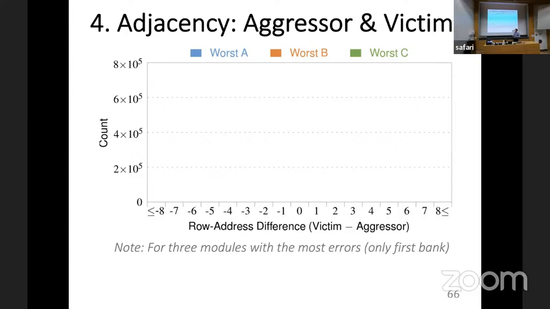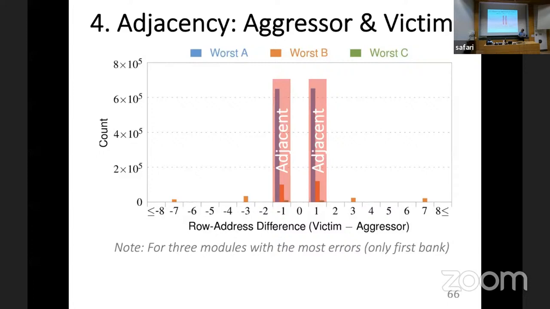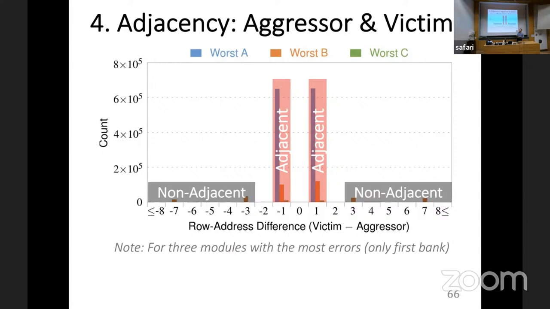So, okay, we studied the difference in terms of the row addresses of victim and aggressor rows. And this is from the perspective of the memory controller. So a memory controller issues an address to row A. Where do you get the bit flips? Is it at row A plus one and minus one or somewhere else? It turns out most of the time, you get the bit flips in adjacent row addresses from the perspective of the memory controller, A plus one, A minus one. But some of the time, as you can see over here, there are bit flips in non-adjacent row addresses.